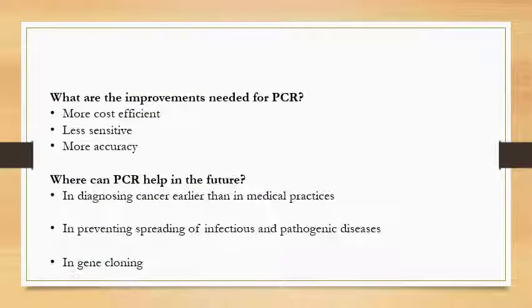Some of the improvements needed for PCR. Some of these include more cost-efficient, less sensitive and more accuracy. There are a few different things where PCR may be able to help in the future, and these include diagnosing cancer earlier than in medical practices, preventing spreading of infectious and pathogenic diseases, and gene cloning.